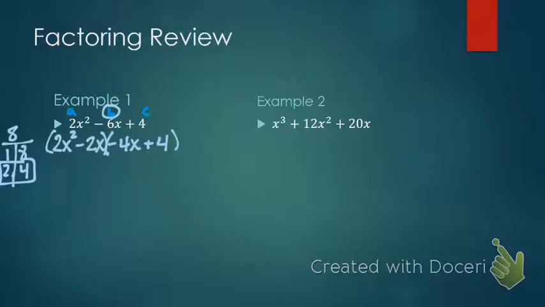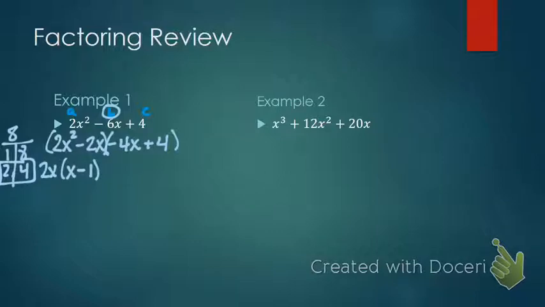After we group, we're looking for what the first parentheses has in common. So if we look at 2x squared minus 2x, those both have a 2x in common. After we factor out the 2x, we are now going to divide what's inside the parentheses by what we factored out. So 2x squared divided by 2x is x. Negative 2x divided by 2x is negative 1.